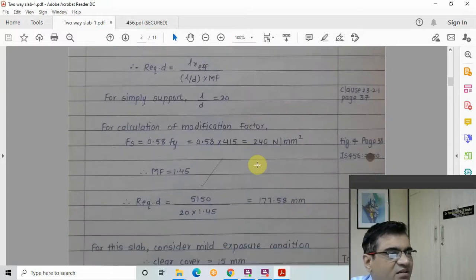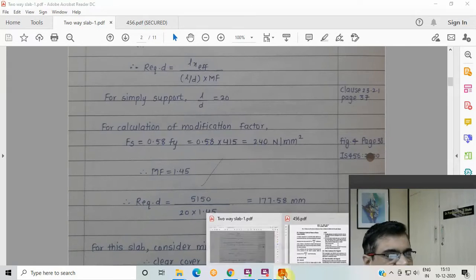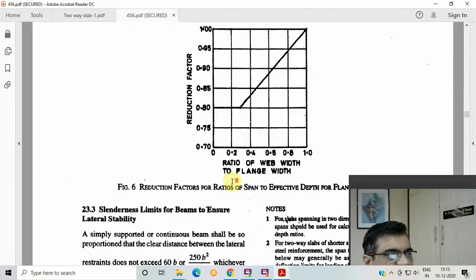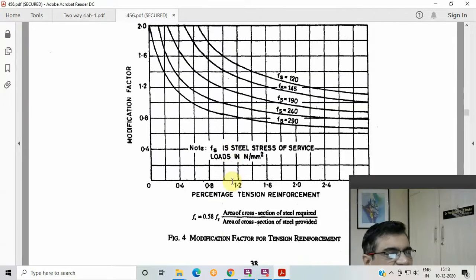Okay, and we'll calculate now modification factor. Now for this modification factor we need to calculate fs. Okay, so for the value of fs we'll use again IS code, and this is the graph, figure number 4, which we have to use. So fs value which is given at the bottom of this figure, that is 0.58 into fy into area of the cross section of steel required divided by area of the cross section of steel provided. At present, we don't know how much steel is required and how much is provided. Okay, so we'll consider this ratio as 1. Okay, but we know fy, so we'll use 0.58 into fy, that is 415.